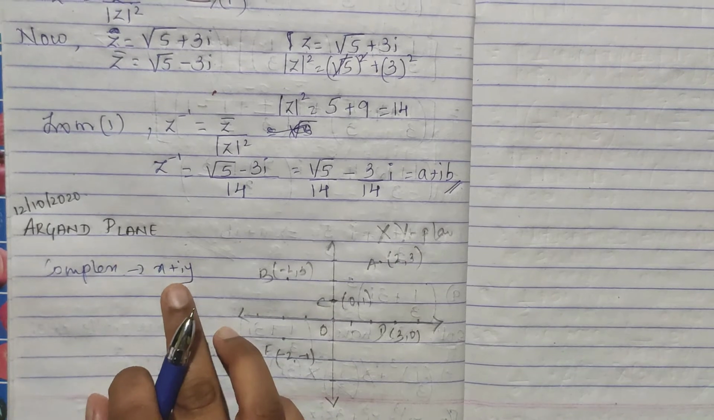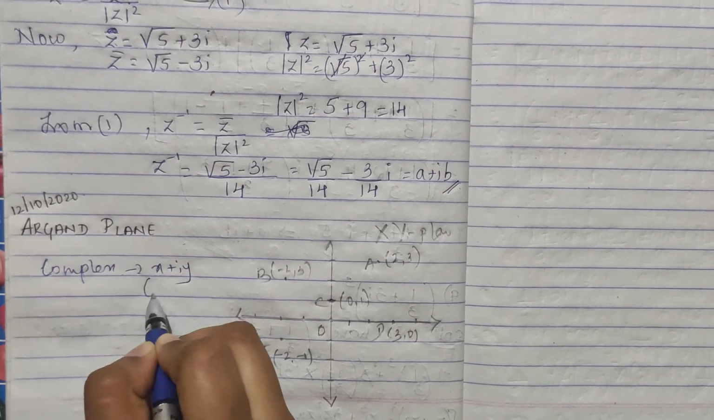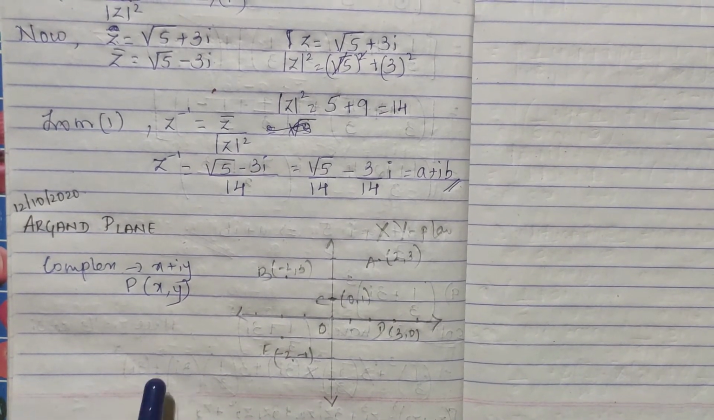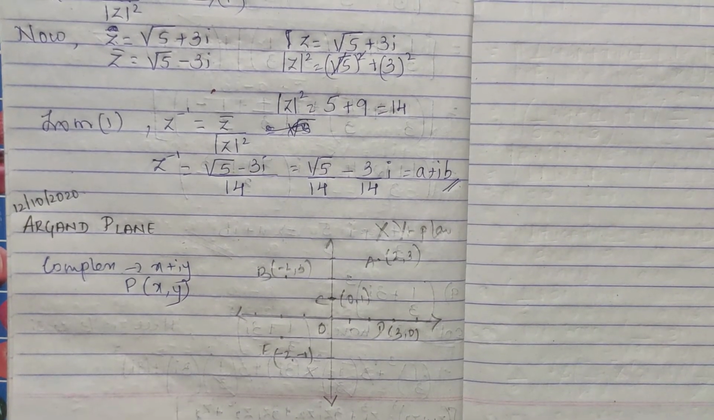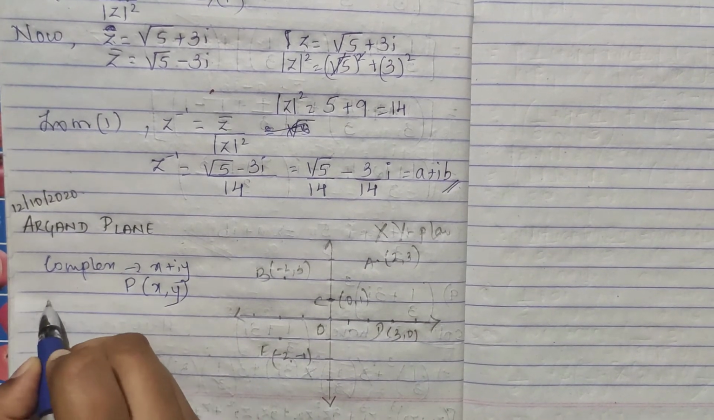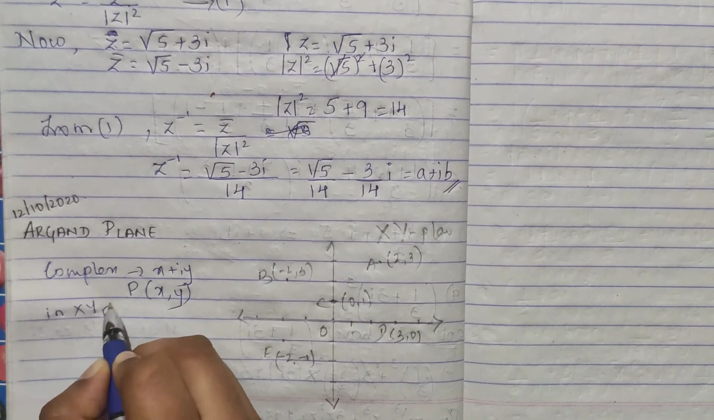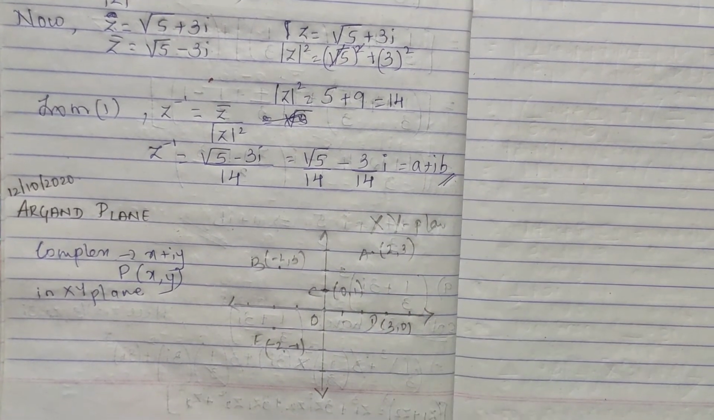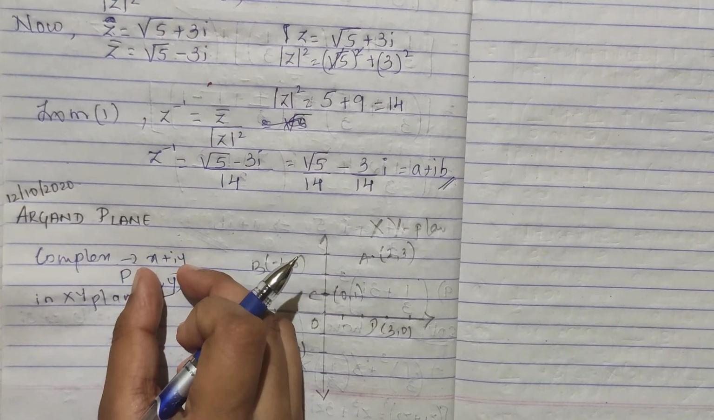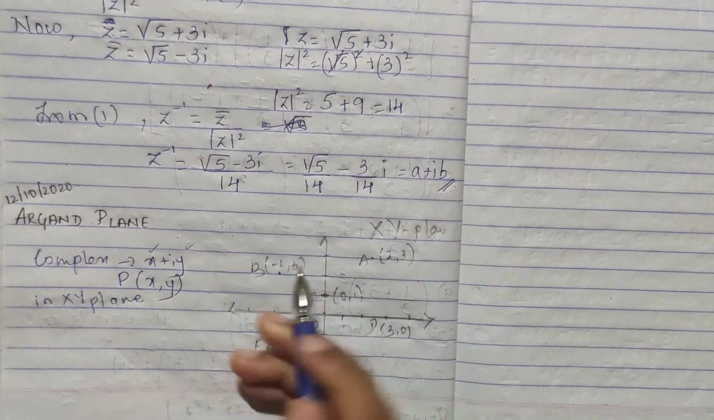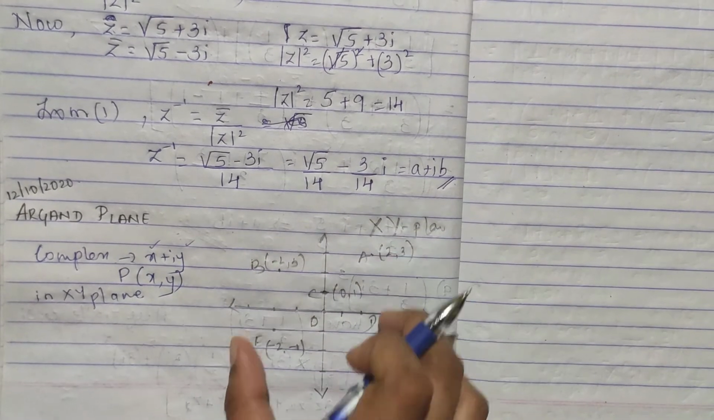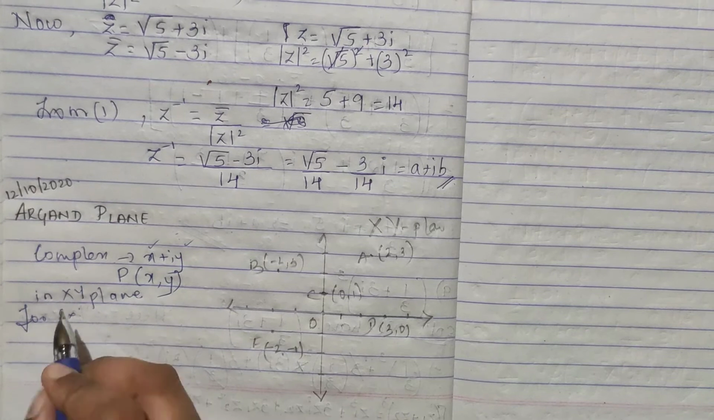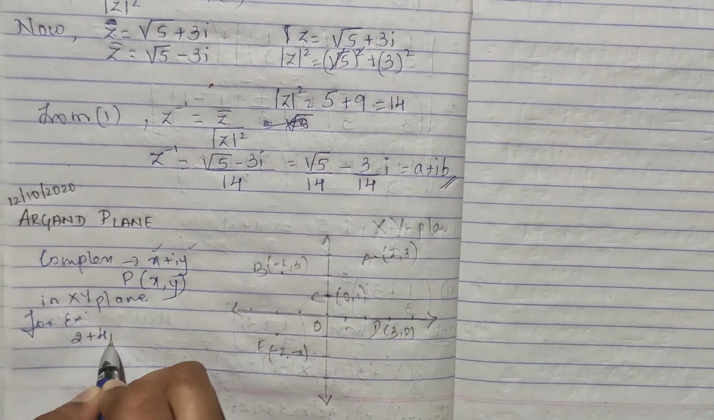So this corresponds to the ordered pair (x, y). This I can take as P. So this (x, y) corresponds to your ordered pair in your xy plane. In the same way, in complex numbers also, when they are given in the form x plus iy, your x and your y act as the ordered pair. For example, now you have 2 plus 4i.